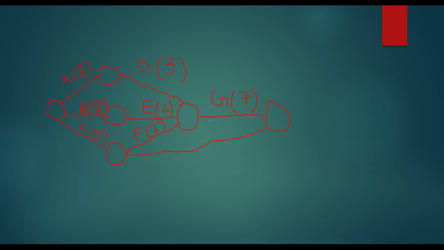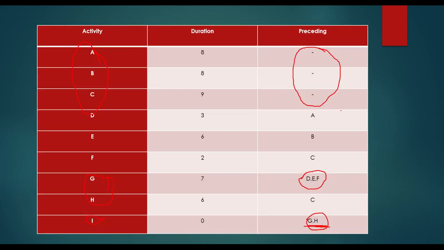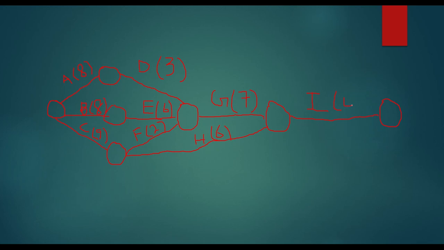So here, this is H. I have to end H and G all together. So here, time for H is 6, like this. And where G and H are ending, here I will start I, right? So this is I. And the duration for I is 0. So I'll just write 0 here, like this, right?